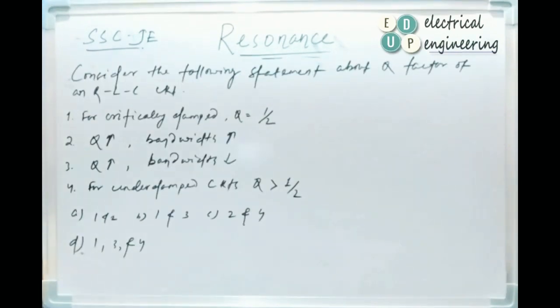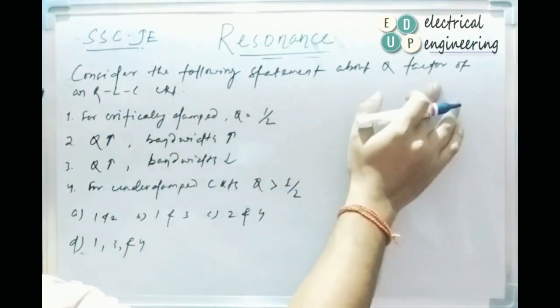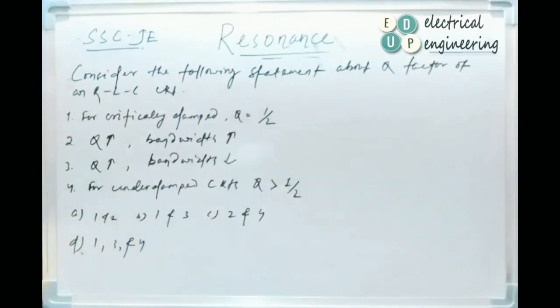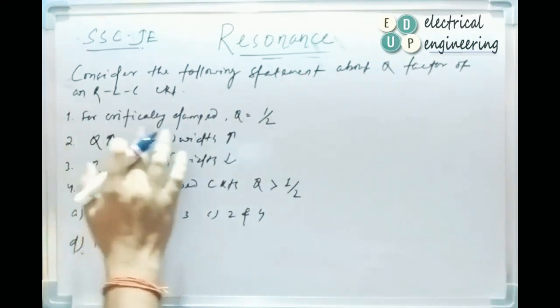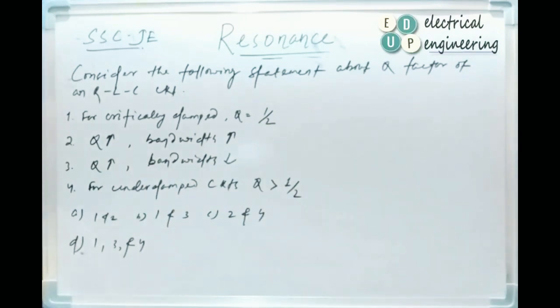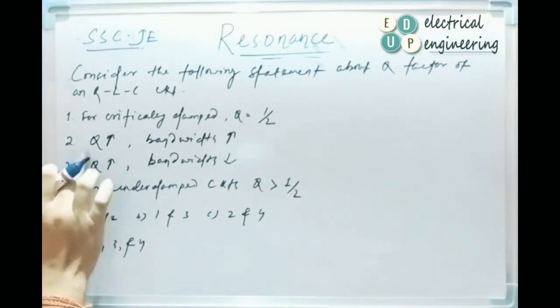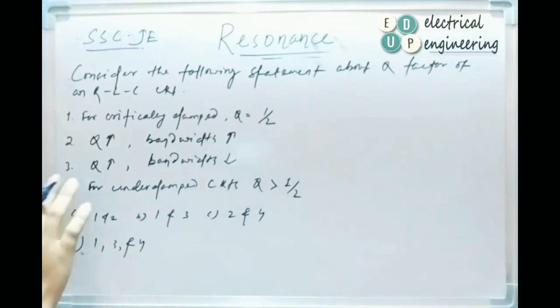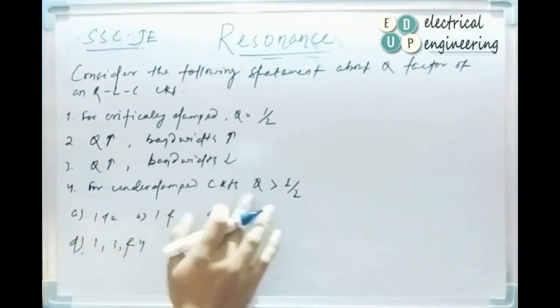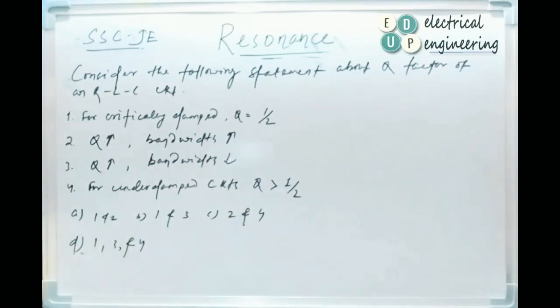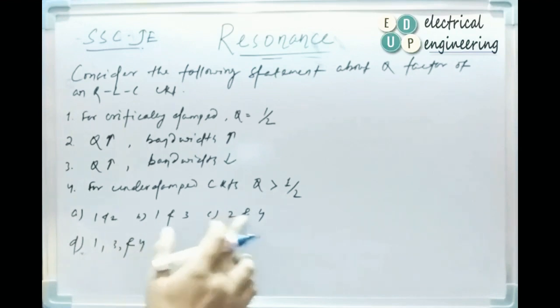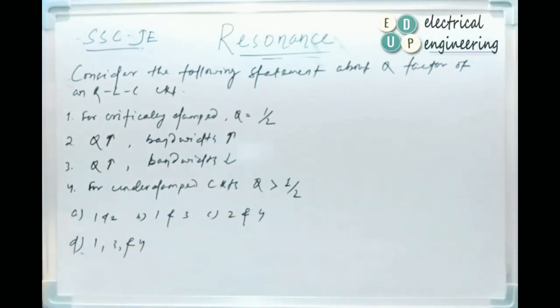Here in this question, consider the following statements about the Q factor, quality factor, of an RLC circuit. 1. For critically damped, Q is equal to half. 2. If Q increases, bandwidth increases. 3. If Q increases, bandwidth decreases. 4. For underdamped circuits, Q is greater than 1 by 2. Which of these statements are correct? A. 1 and 2. B. 1 and 3. C. 2 and 4. D. 1, 3 and 4.